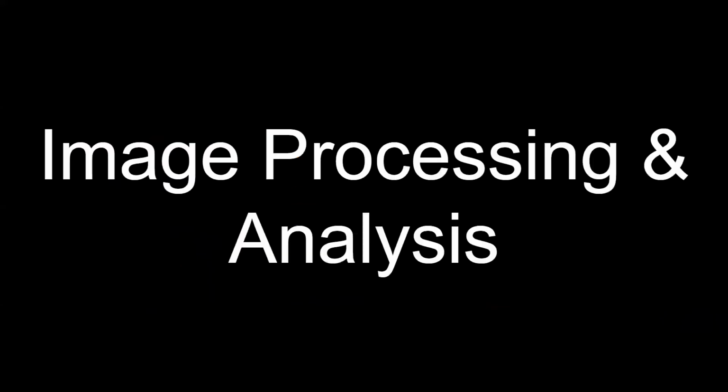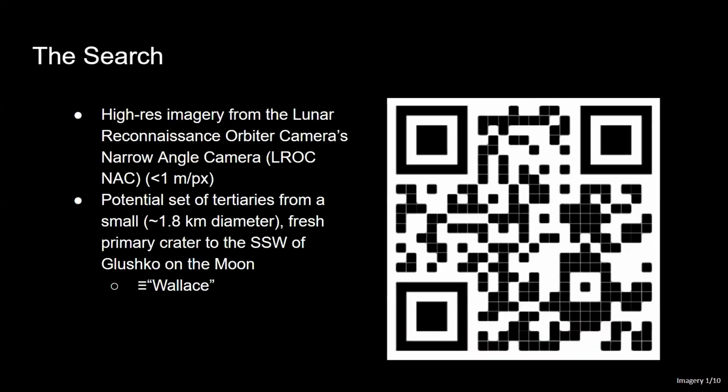Okay, so now let's talk about image processing and analysis. This is kind of a methods section. So if you guys want, you can pull your phone out. I have a little map on the Lunar Reconnaissance Orbiter camera's QuickMap that has a bunch of these craters marked. So I'm using high resolution imagery from the Lunar Reconnaissance Orbiter camera's narrow angle camera.